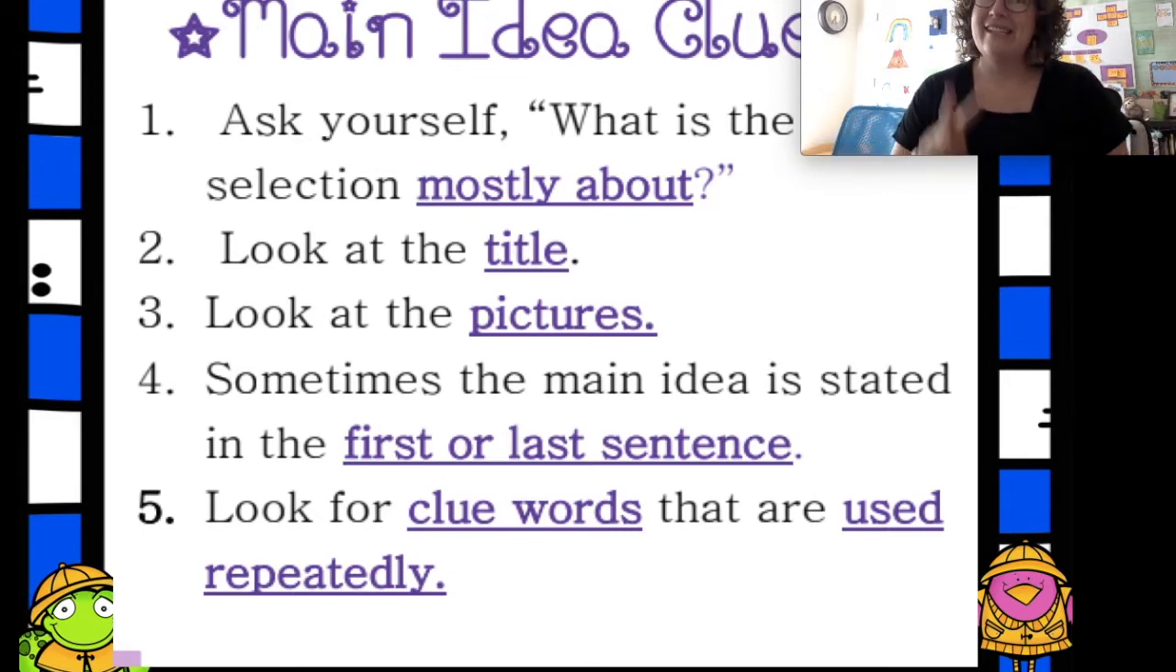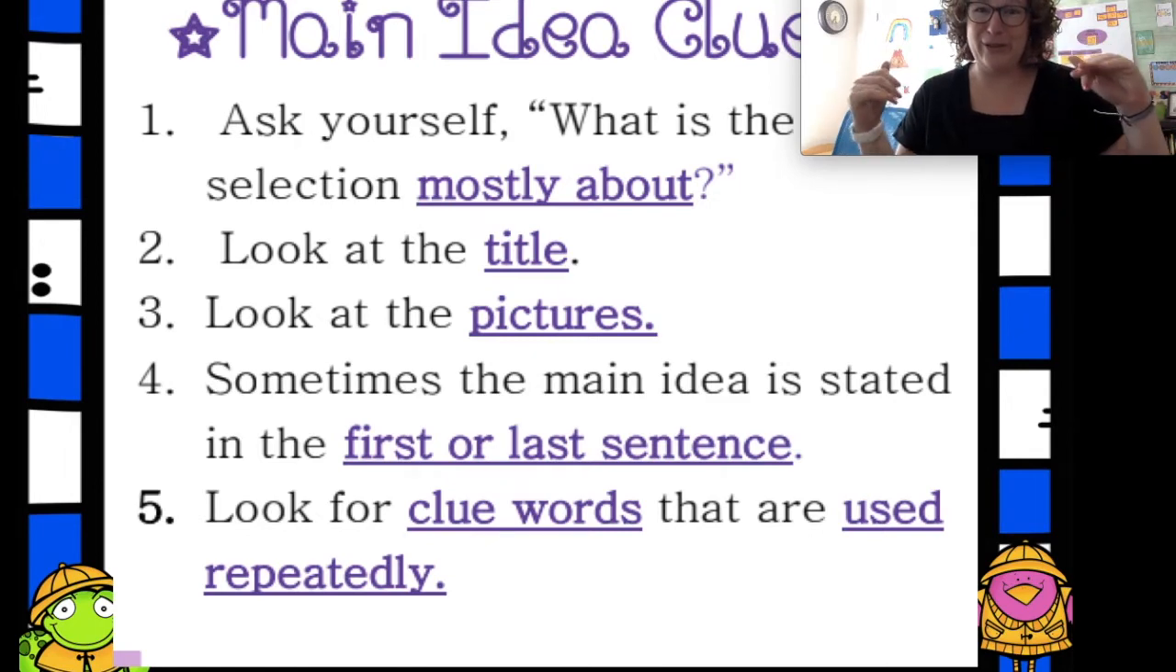The second clue or hint is the title. The title sometimes can give away what the main idea is. The third thing we should look at are the pictures in the story. You have to think about what most of these pictures represent. The fourth thing is, a lot of times in text, the main idea is stated in the very first sentence of the book and the very last sentence of the book.